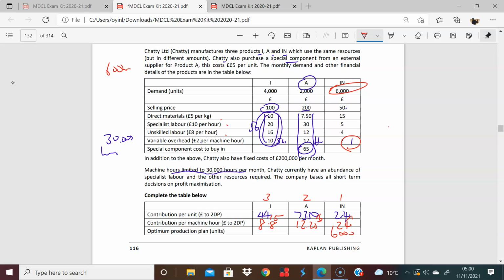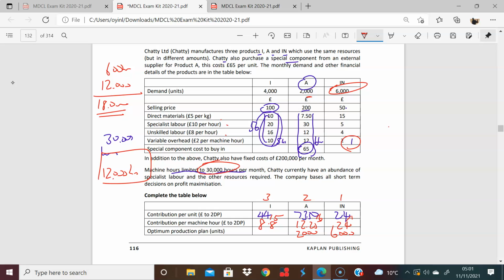I need 6 hours to make each of these. So 6 times 2,000 is 12,000, so I need another 12,000 hours. And I still have space. So yes, I can make all of those 2,000 units. So what do I have left? 6 plus 12 is 18,000. I have a total of 30,000. That means I have 12,000 hours left.